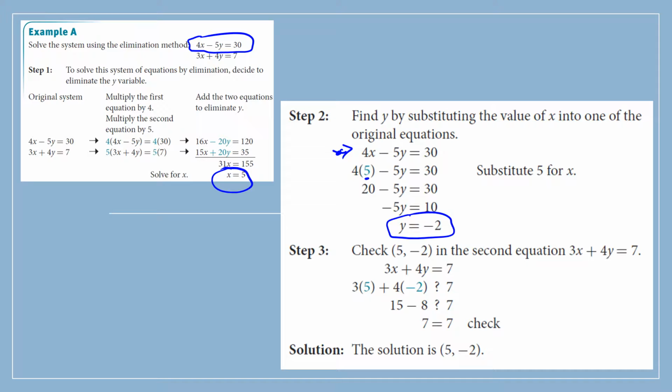So it looks like the solution is x is 5, y is negative 2. I hope I said negative 2. So then we're going to check it in the second equation to make sure it's true. So here's the second equation. Plugging in 5 for x, negative 2 for y, I would get 15 minus 8 is 7, and that's true. So the solution is 5, negative 2.